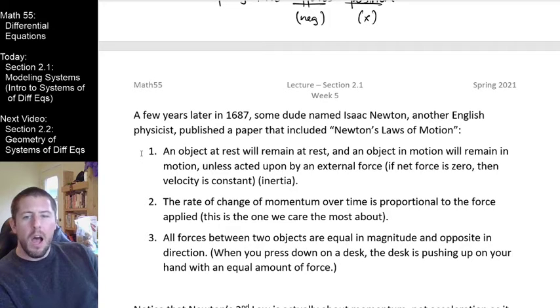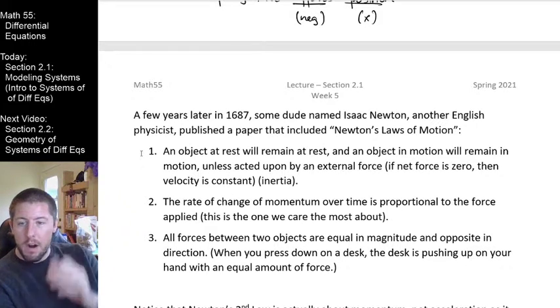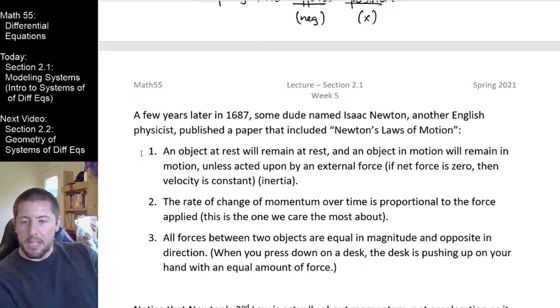Don't do that. Newton's law number 2: the rate of change of momentum over time is proportional to the force applied. That seems to be describing how forces work here. So that might be what we want to help relate our Hooke's law to being actually able to find what that x expression is going to be. That's the thing that we're going to care about here today.